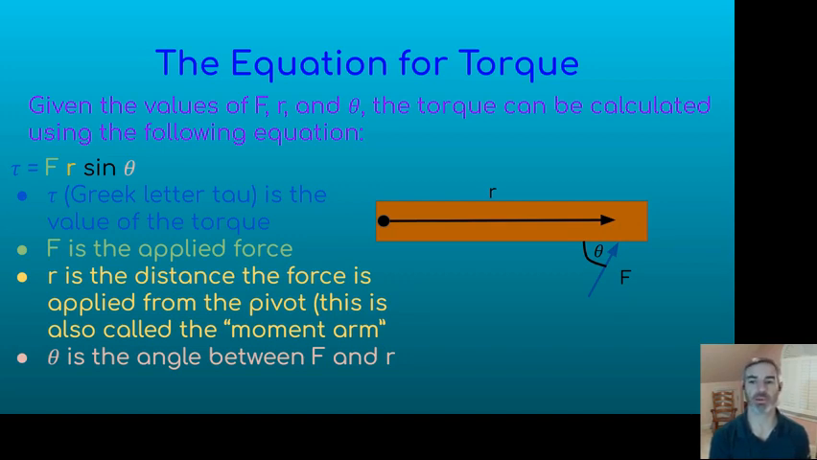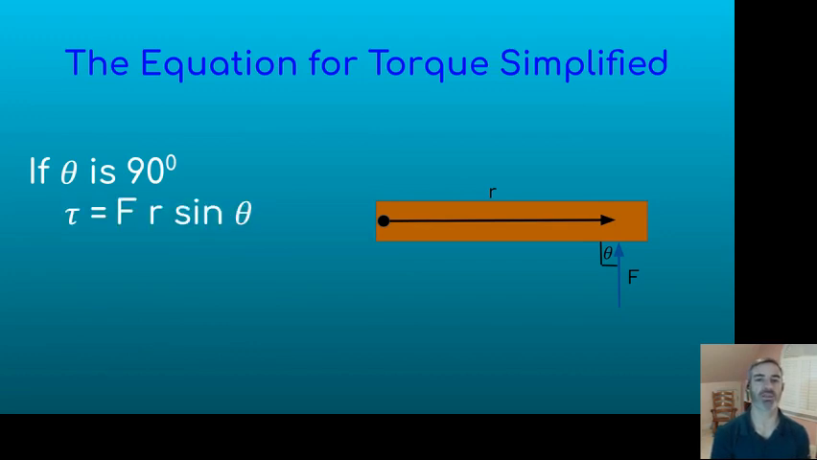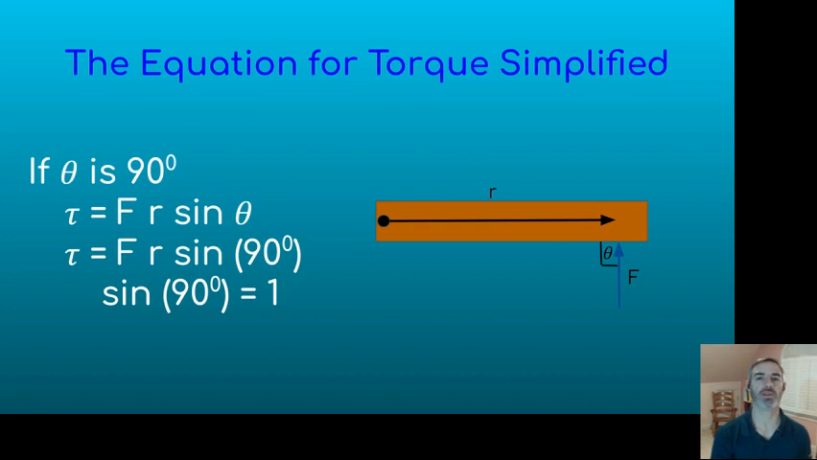If the force was applied up and to the left, it would still be the same angle measurement between 0 and 90. So let's simplify the torque equation with a force perpendicular to the door. If a force is applied perpendicular, we know that theta is 90, and torque is equal to force times distance times sine of theta. Sine of 90 is 1, so that means torque is equal to force times the distance.